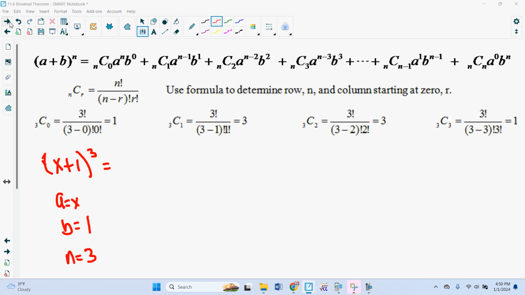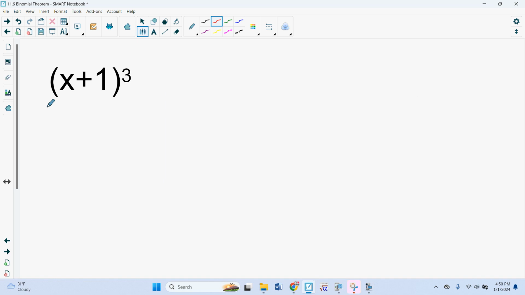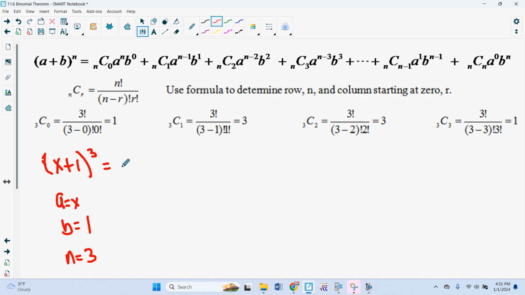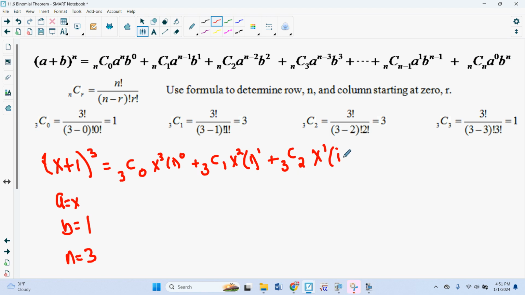So let's write those out here, and I'll come back here. So what we would have here, let me go back to here, is this would be 3c0 x cubed 1 to the 0 plus 3c1 x squared 1 to the first plus 3c2 x to the 1 1 squared, and then plus 3c3 x to the 0 1 cubed.